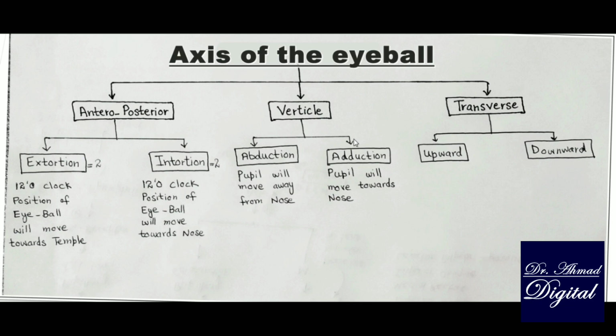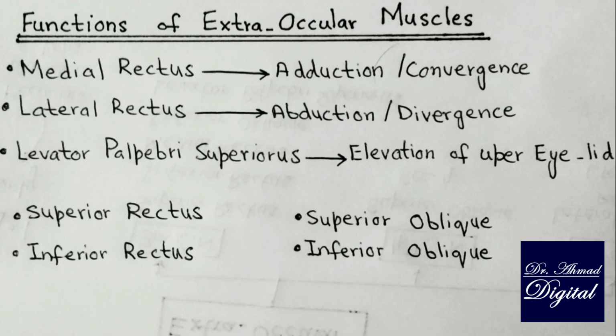And one significant point about the axis of the eyeball is that if all three axes of both eyeballs are in line, one object will make only one image. But if any axis of the eyeballs is not in line, then a person will see two images, which is called diplopia. Now we will discuss the functions of the extraocular muscles.